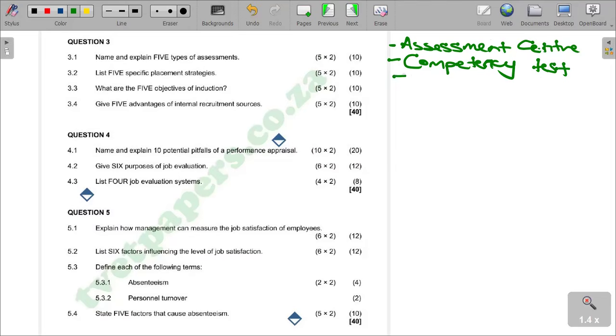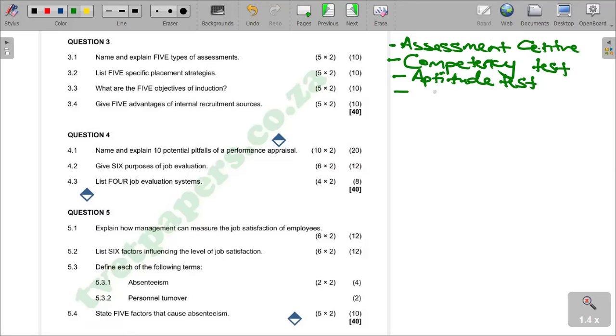We also have another assessment, which is what we call aptitude test. This kind of test is testing the ability of the candidate or the applicant to perform a particular task. For example, is he able to type? Does he have the ability to type? They want to test the ability to perform a particular task.